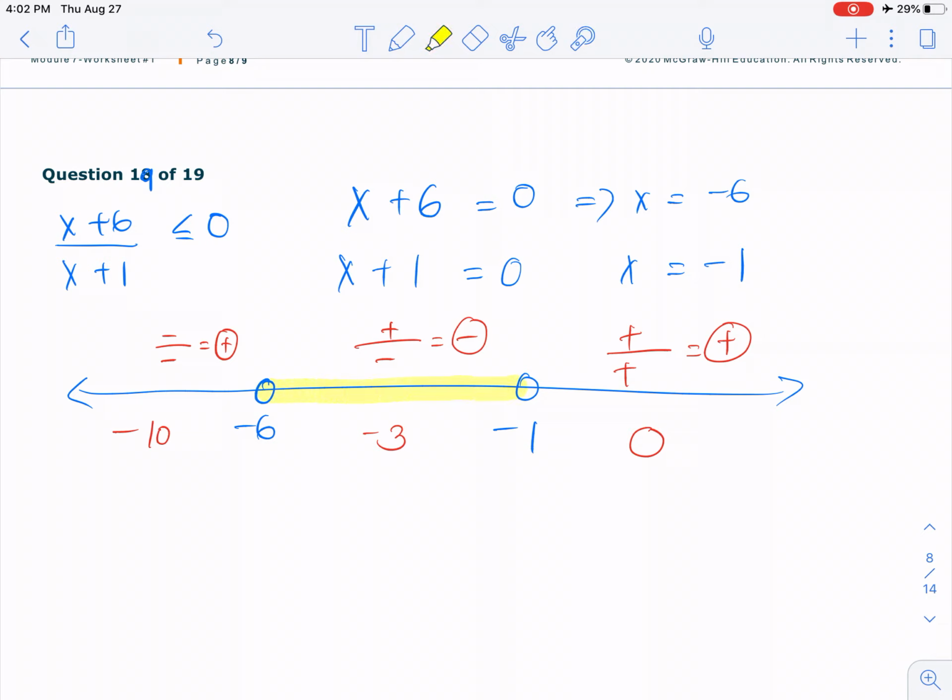Now you have to be careful. You see right here, we have the equal sign, but you only want to include -6. Because if you include -1, that's going to make the bottom equal to 0, and we do not want the bottom to be 0. That's undefined. So your final solution only includes -6, and for -1, you have to keep the parenthesis.